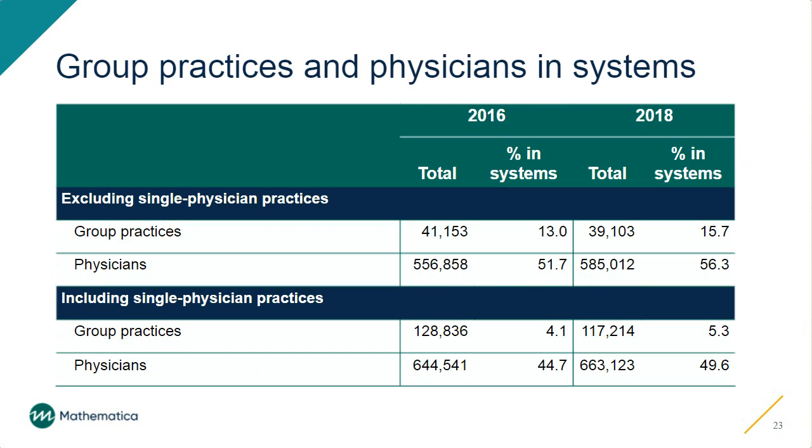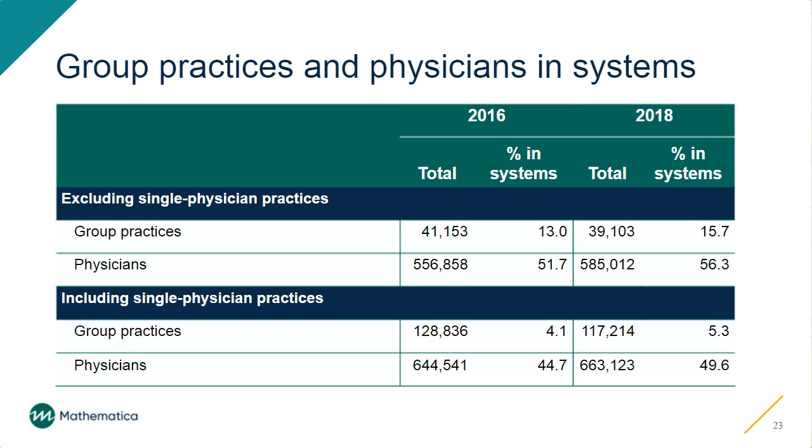To give you just a bit of a sense of the percentage of group practices and physicians that are in systems, let's just start with the first two rows of the table in white. The first one being group practices. In 2016, there were roughly 41,000 group practices in the U.S., and these are excluding the single physician group practices. And then in 2018, the number actually declined to 39,000.